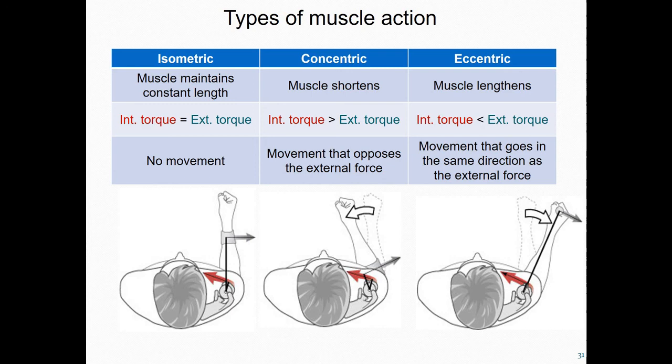Eccentric means away from the center. In an eccentric contraction, the muscle lengthens as the action unfolds. In an eccentric contraction, the torque created by the action of the muscle is less than the external torque. In this case, we see movement in the same direction as the external force. The most frequently encountered external forces are gravitational forces. This means that concentric contractions are frequently anti-gravity movements, where the movement of the body is in a direction opposite to the direction of gravity.